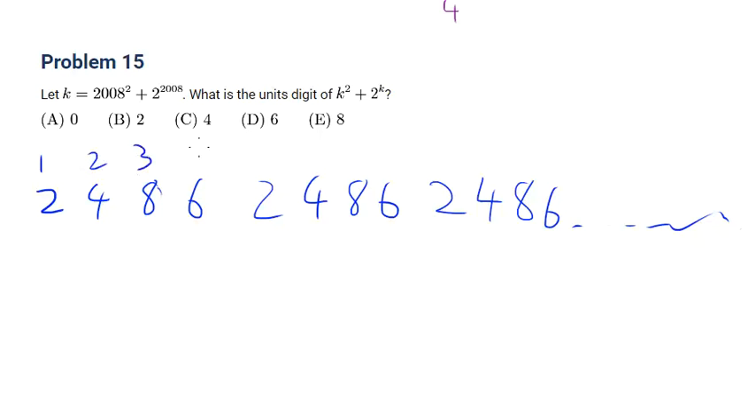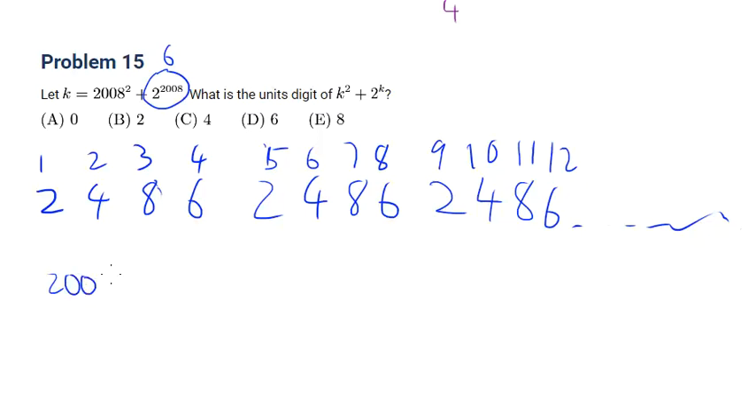Now, for every multiple of 4, the units digit would be, well, 6. So this has a unit digit of 6. Now what about this?